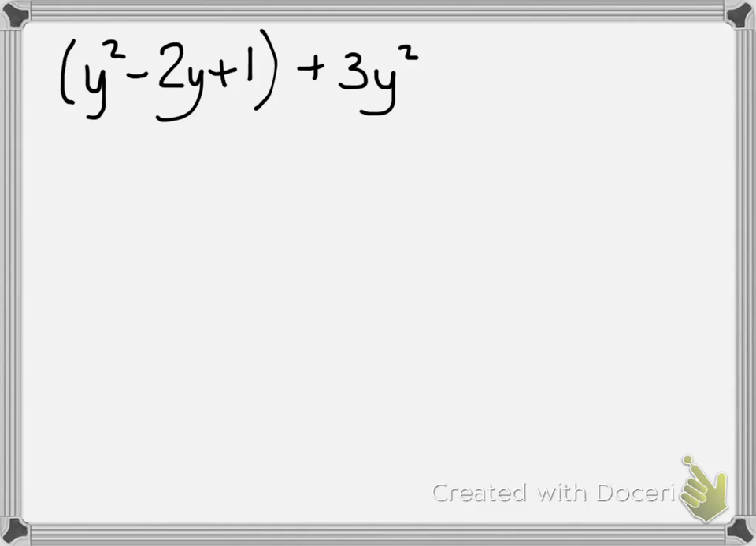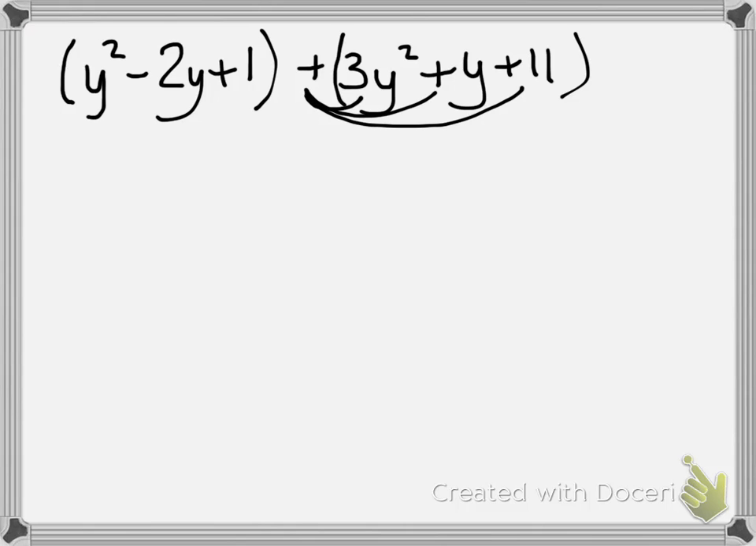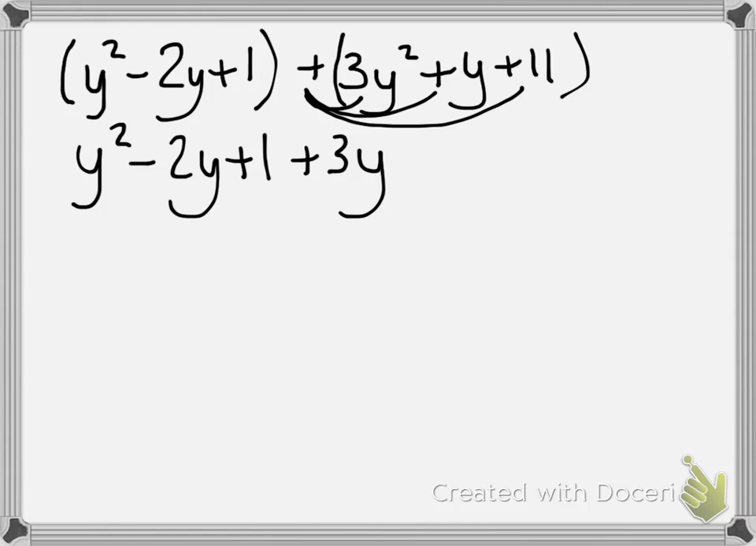Try another one out of the textbook. Y squared minus 2y plus 1, plus 3y squared plus y plus 11. So we could do the same thing. I could take this plus and add each of these terms and take out the parentheses. So y squared minus 2y plus 1 plus 3y plus y plus 11.